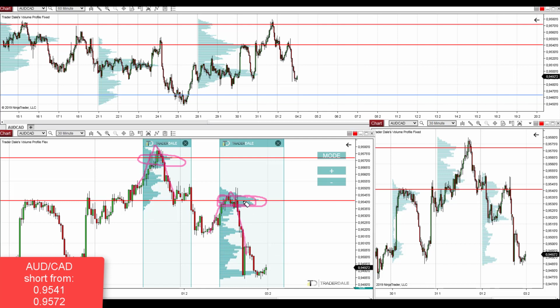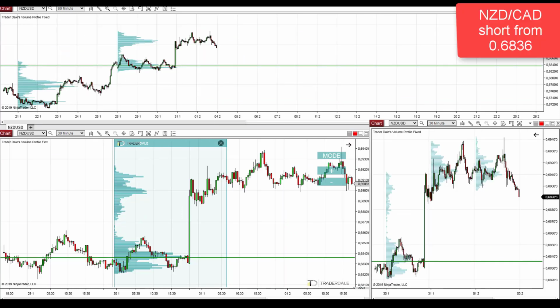So I think that those sellers who rejected the higher prices and accumulated their positions in those two places, they'll be defending those volumes and they'll be pushing the price from those two areas downwards. Let's now go into the New Zealand dollar, US dollar, where there's another very nice level to go long from. The level is right there. It's a long level from 0.6836, and this level is based on the volume accumulation setup.